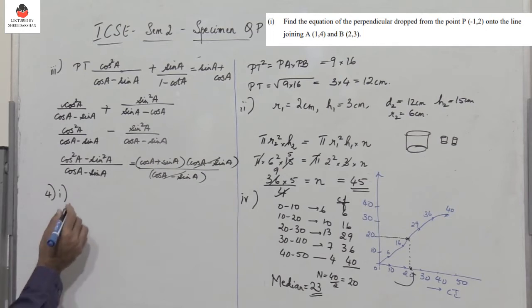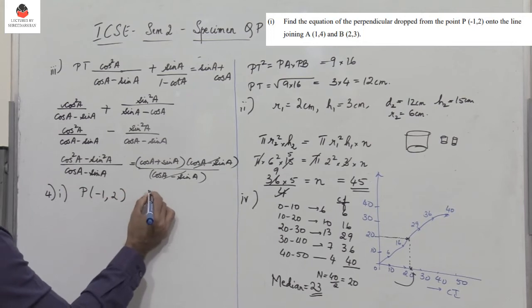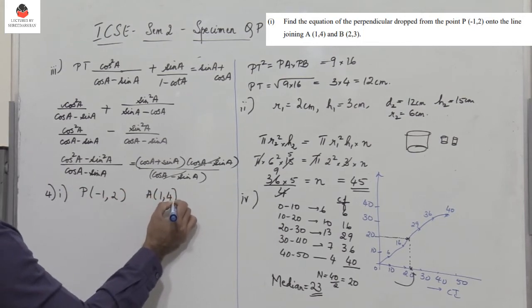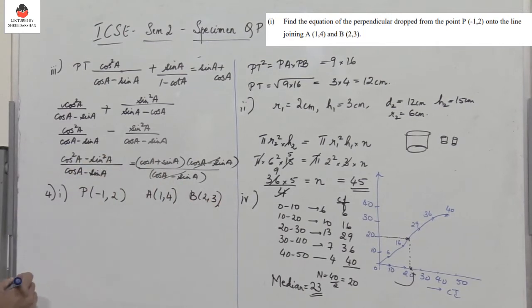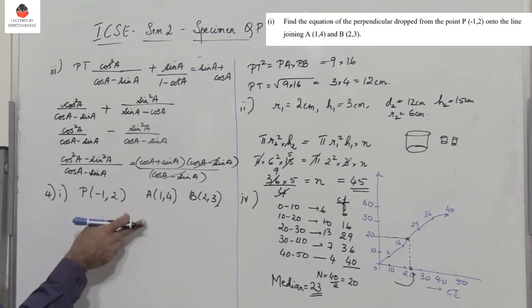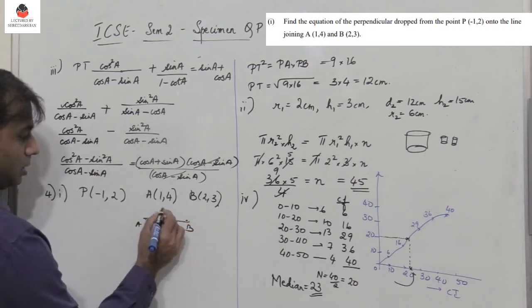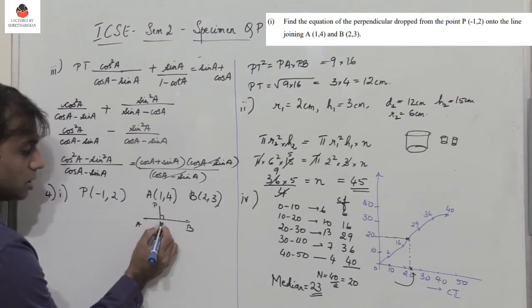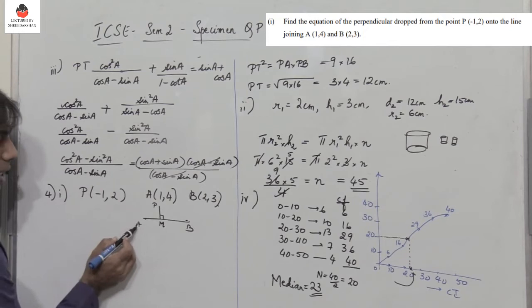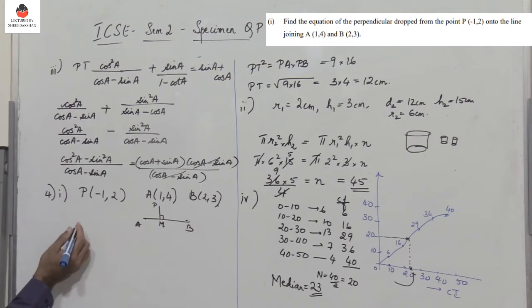Question 4.1. Find the perpendicular dropped from a point P, which is minus 1, 2, onto a line joining A, which is 1, 4, and B, which is 2, 3. Right? So we need to find the equation of the perpendicular which is dropped. So you have A and B, and this is P, and from here I'm dropping a perpendicular. Let this be point M. So slope of PM will be perpendicular to AB. So let's find the slope of AB.